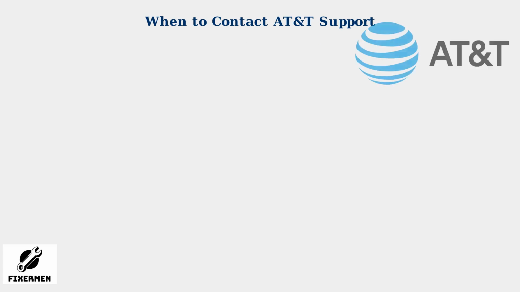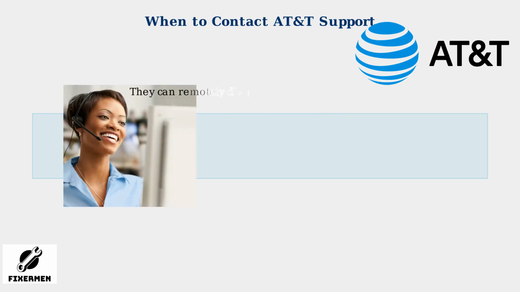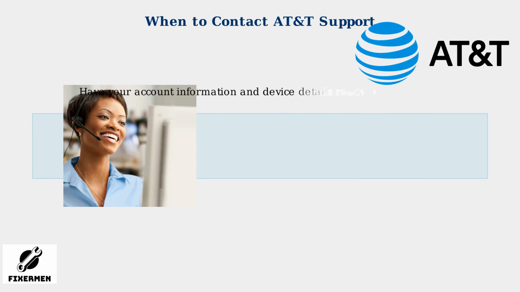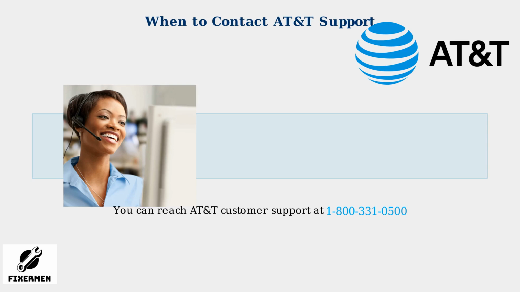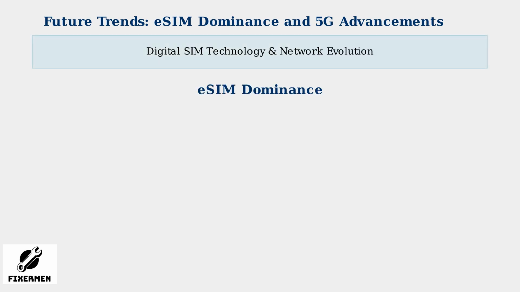If you've tried all the troubleshooting steps and the error persists, it's time to contact AT&T support. They can remotely diagnose your SIM and account, provision your SIM card correctly, or provide a replacement SIM if necessary. Have your account information and device details ready when you call. You can reach AT&T customer support at 1-800-331-0500.